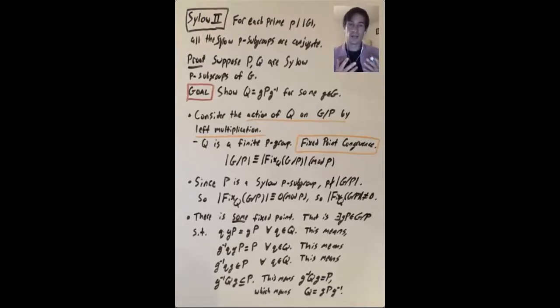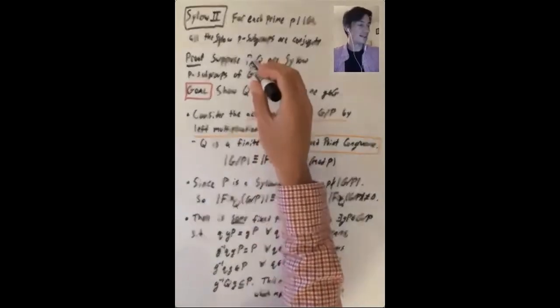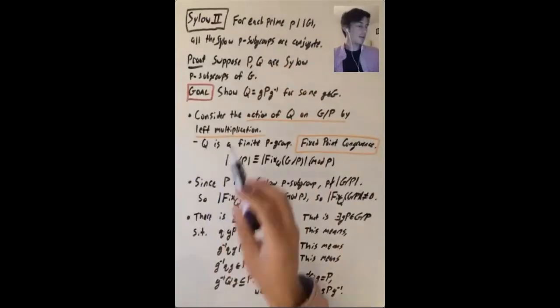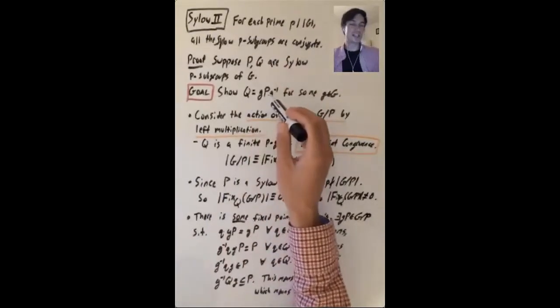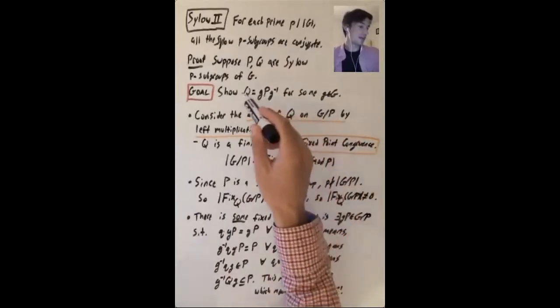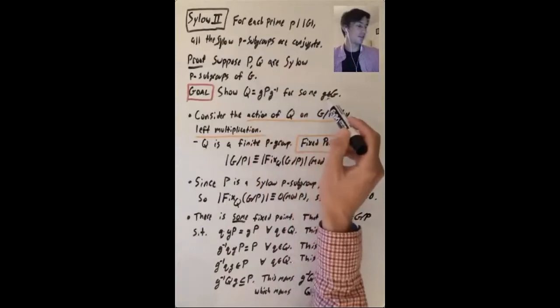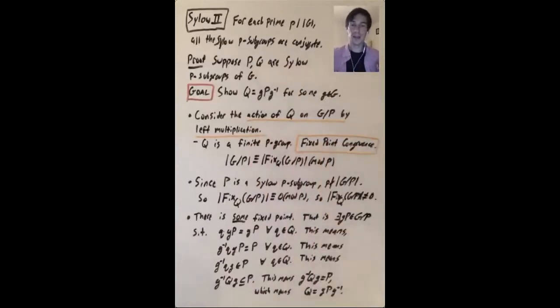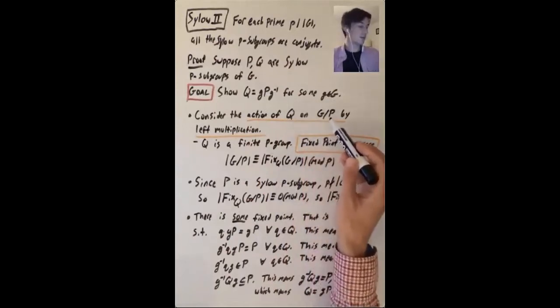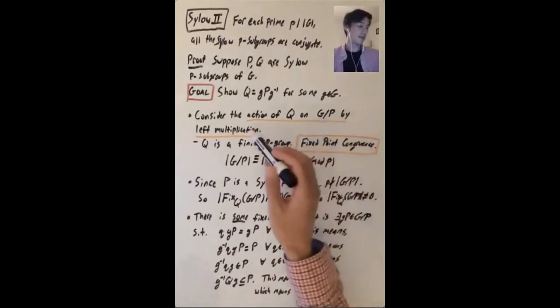So what we're going to do is suppose that there are Sylow p-subgroups P and Q, and we're going to show that Q is a conjugate of the subgroup P by writing Q equals g P g inverse for some element g. The big idea is going to be a group action, but it's not the same group action from the previous proof. We're going to consider the action of Q on the set of left cosets of the subgroup P in G by left multiplication.